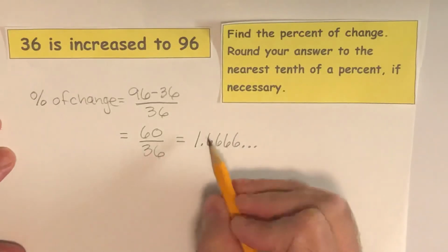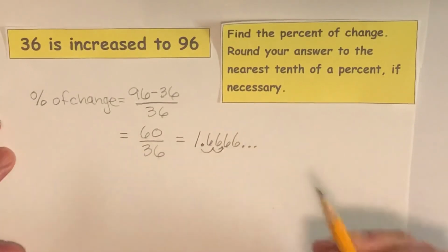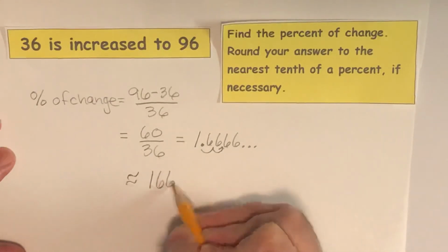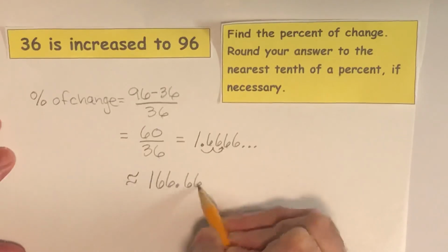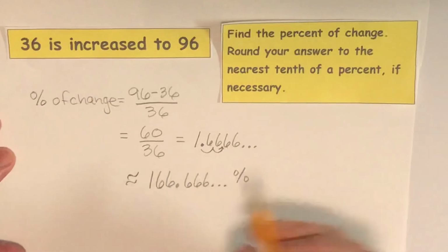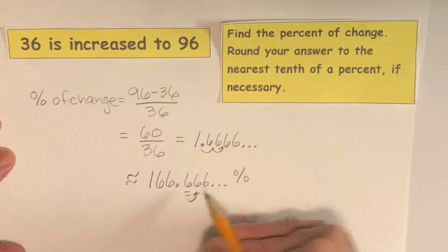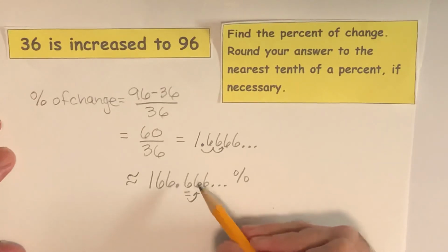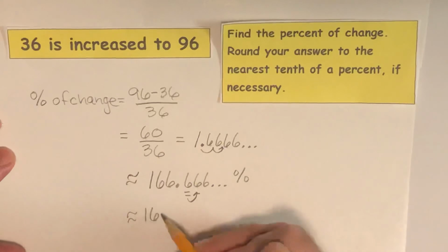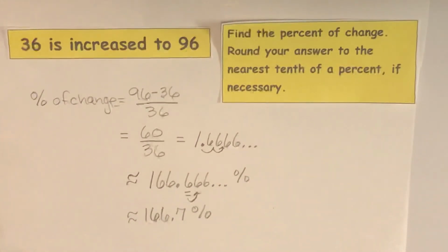So I'm going to change this now from a decimal to a percent by moving it 2 places to the right. That's going to give me approximately 166.666 repeating percentage. Of course, I'm going to round that to the nearest tenth. 6 is in the tenths place. Look to the right of the tenths place, it's a 6. So I'm going to bump that 6 up to a 7. So this is going to be approximately 166.7% increase.